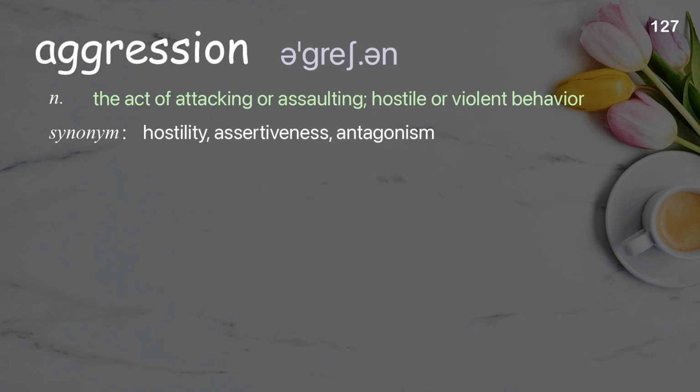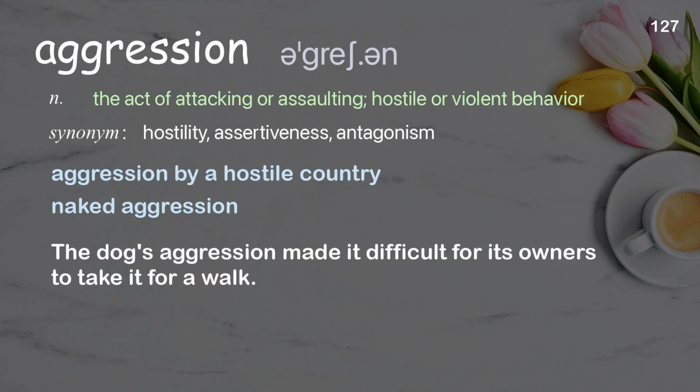Aggression: The act of attacking or assaulting, hostile or violent behavior. Examples: Aggression by a hostile country. Naked aggression. The dog's aggression made it difficult for its owners to take it for a walk.